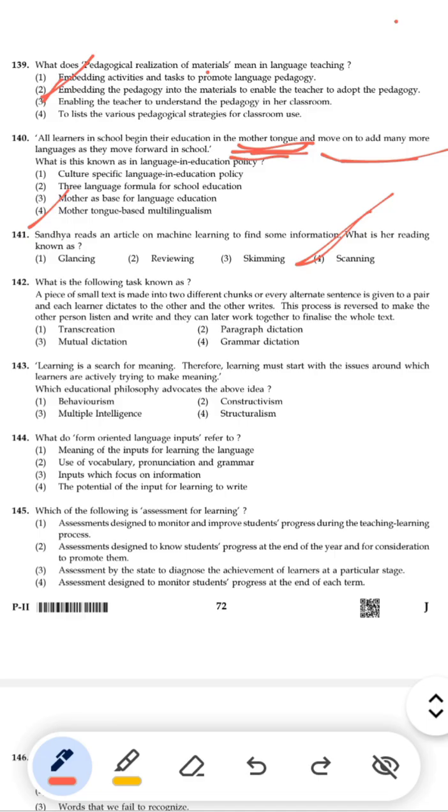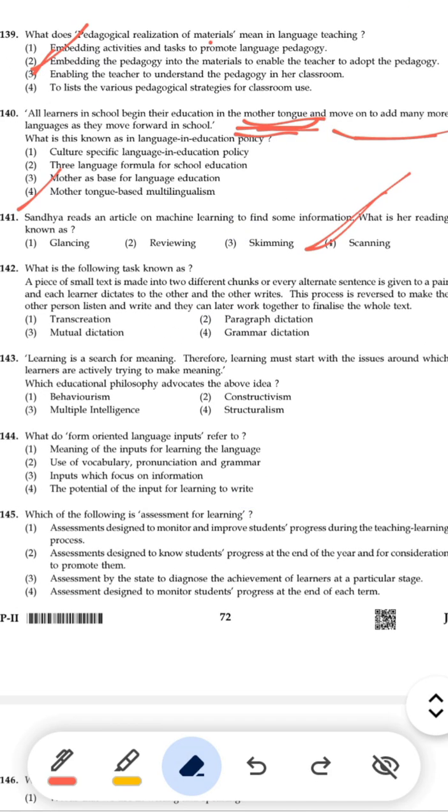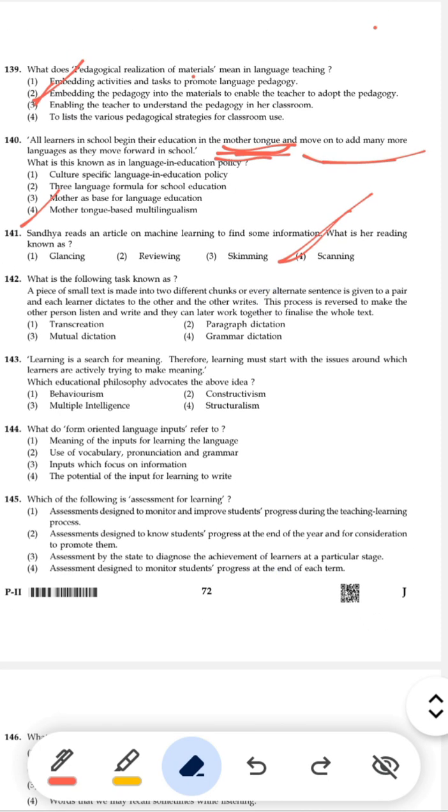While the person is listening, the other would be writing, and after completing his writing portion, that person would narrate or read it aloud, and the person who initially dictated would be writing this. This is known as paragraph dictation, or generally it is known as paragraph dictation, but here specifically 2 persons are only mentioned, right? So the correct answer is mutual dictation.